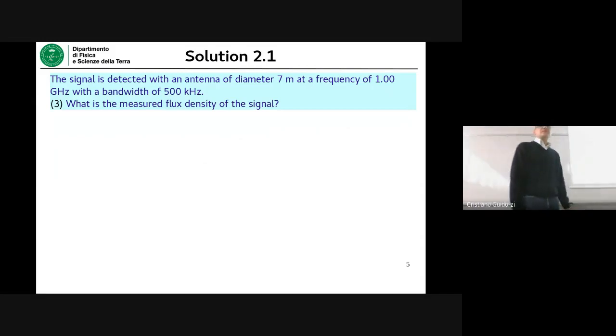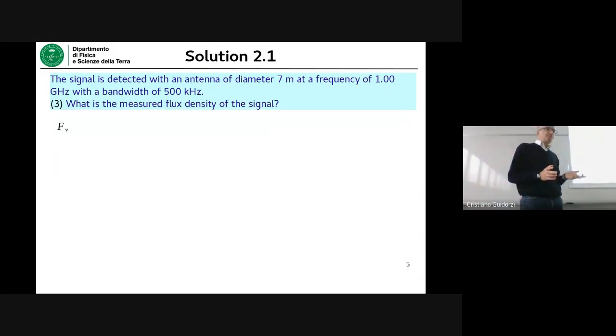So then it adds, the signal is detected with an antenna of diameter 7 meters at a frequency of 1 gigahertz. So the frequency is centered exactly on the center of the bandwidth at which it is emitting, with a different bandwidth. So the receiver has a different bandwidth with respect to the emitter. You have to consider this. And this, in this case, is 500 kilohertz. What is the measured flux density of the signal?